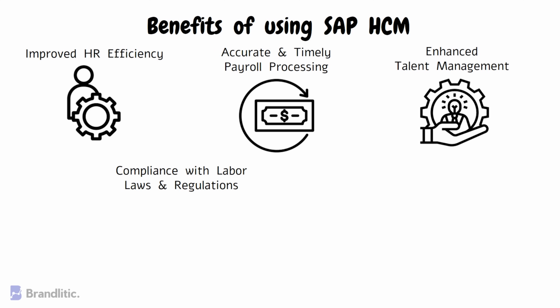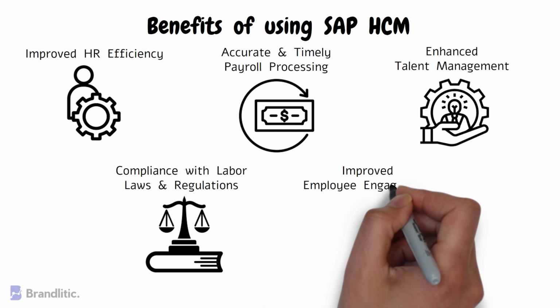Next, compliance with labor laws and regulations. Now, SAP HCM helps organizations comply with labor laws and regulations by automating HR processes and providing tools to manage employee data, working hours, and benefits. This further ensures that organizations comply with tax laws and regulations, labor laws, and benefit laws.